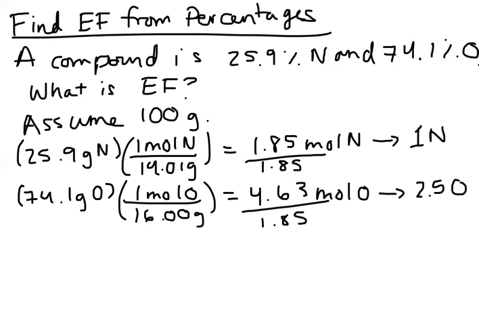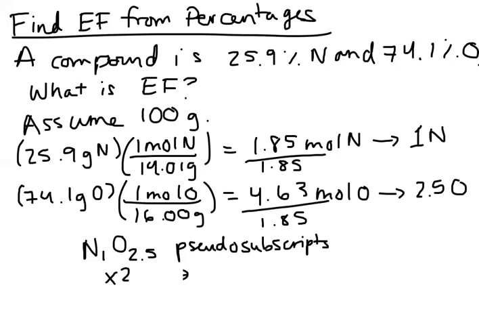So what we have here is what we call pseudo subscripts, because they have to combine in whole number ratios. Okay, so these are the pseudo subscripts. How can we make these pseudo subscripts into real subscripts so that everyone's a whole number? Multiply by 2. Now, if we multiply this guy by 2, what do we have to do? Multiply by 2 because we want to keep the same ratio. So we have to multiply everything by 2, which is going to give us N2O5.